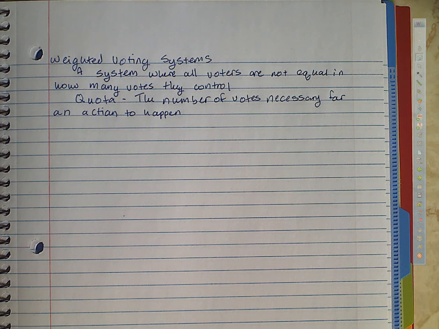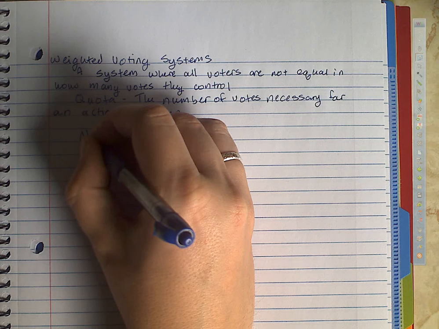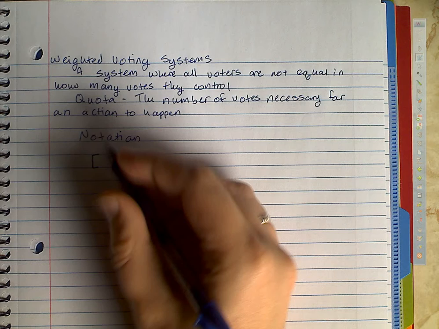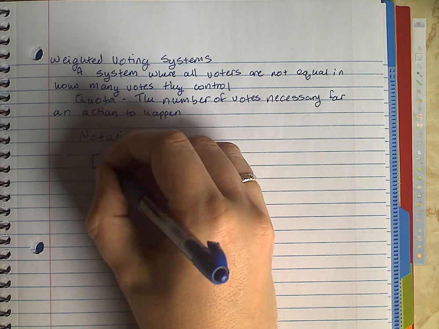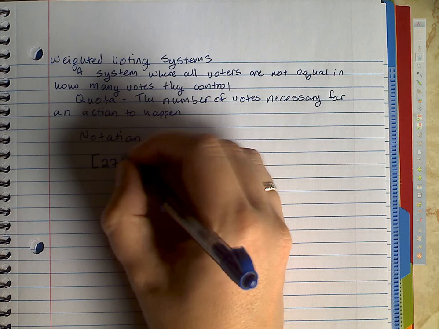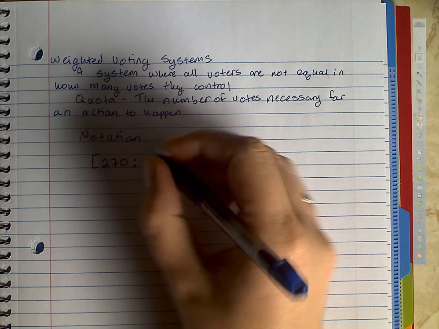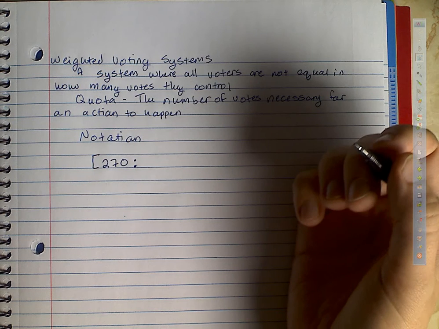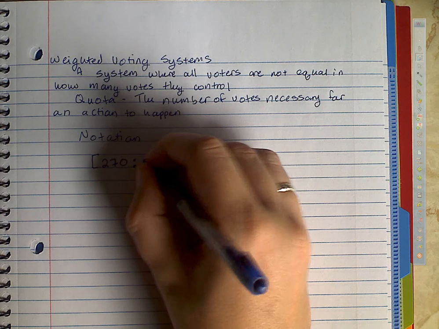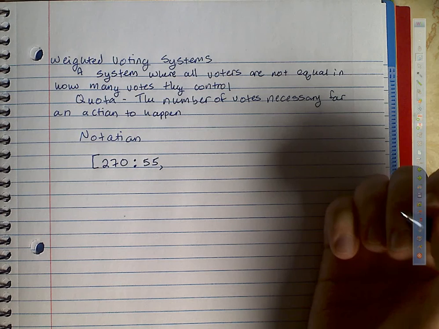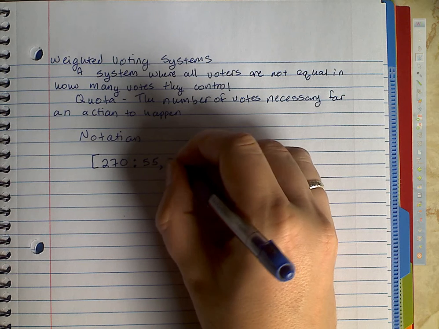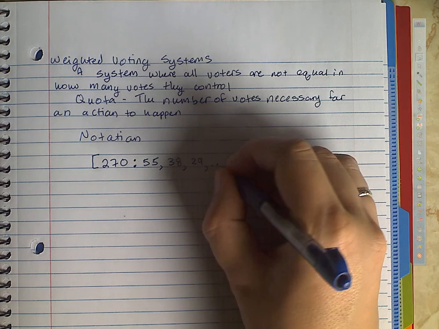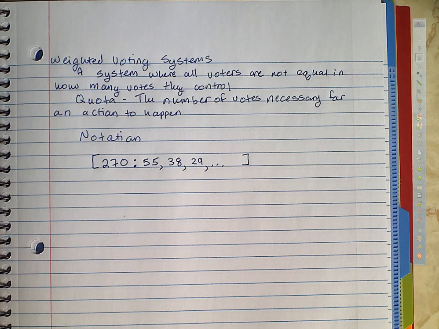So the notation for it would be a square bracket, 270, followed by a colon, and then you would put the weight of each person's vote. California was the one who had the most power, with 55 votes. The next one with the most power was Texas, which had 38 votes. After that it's New York with 29 votes. And I'm just going to put an ellipsis here because I'm not going to list all 50 states. And then a square bracket to end it.